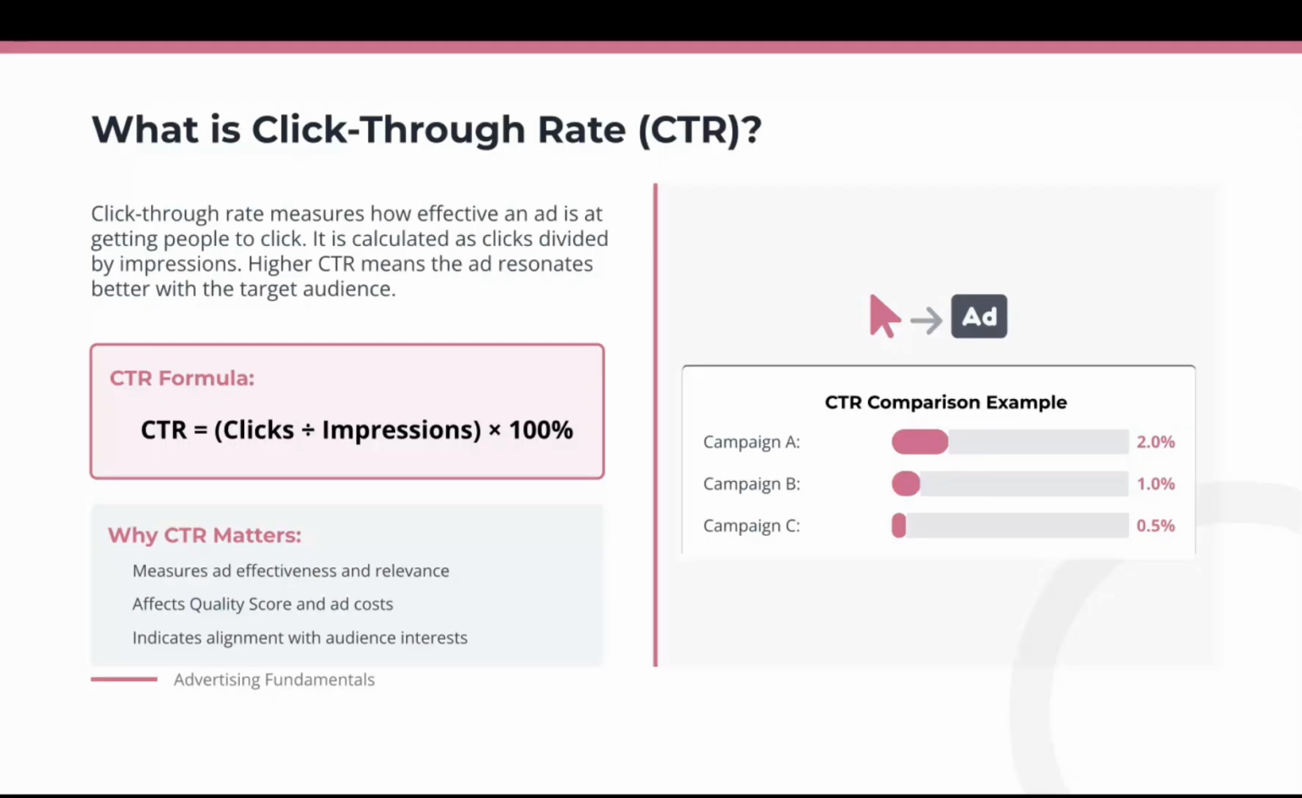So what does the click-through rate represent and how is it calculated? Well, the click-through rate is a percentage that shows how effective an ad is getting people to click. So it is calculated as clicks divided by impressions. Higher click-through rate means that the ad resonates better with the target audience.